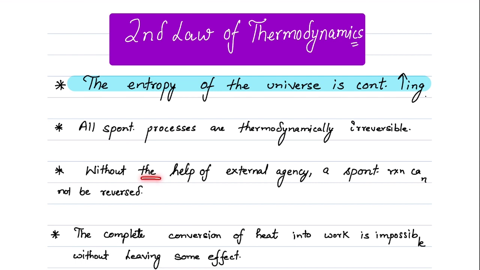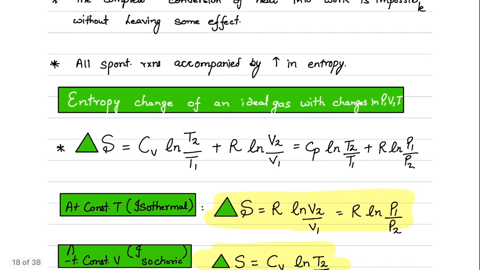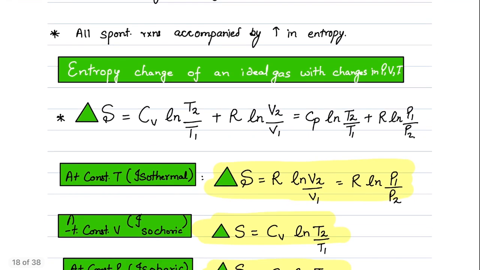The next statement says that without the help of any external agency, a spontaneous reaction cannot be reversed. There is again a definition that states that the complete conversion of heat into work is impossible without leaving some effect. And the last one says that all the spontaneous reactions are accompanied by an increase in the entropy.